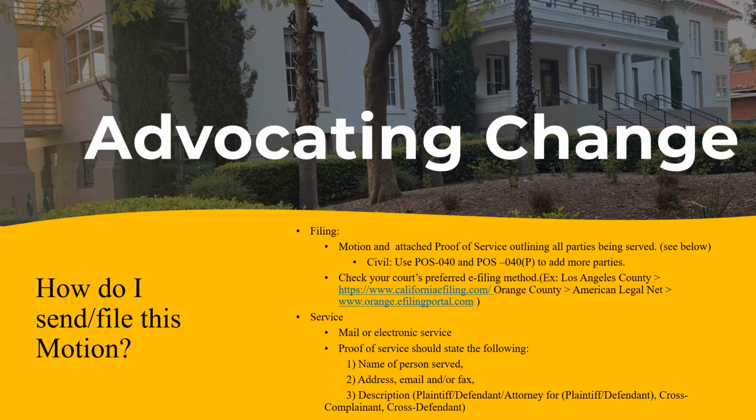For serving, make sure that you check with your trial judge and their clerk for deadlines. However, documents are usually served by mail or electronic service. The proof of service must state the following: the name of the person being served, the address, email and or fax, and the description, whether they are plaintiff, defendant, or attorney for the plaintiff or defendant, and then make sure you add the name of that plaintiff or defendant that they represent. If they are cross-complainant or the cross-defendant, make sure that you add that as well. A plaintiff and cross-defendant, and it might be a defendant and a cross-complainant, so you want to add both.